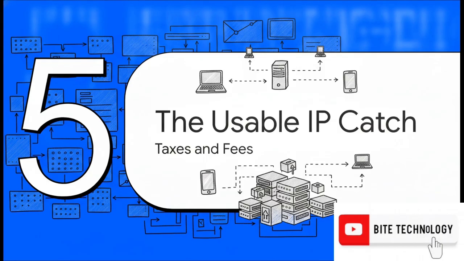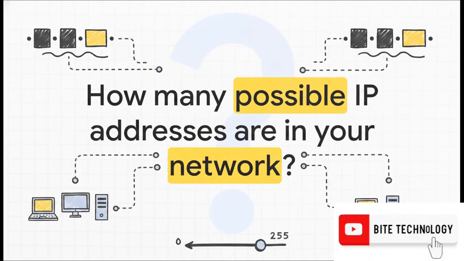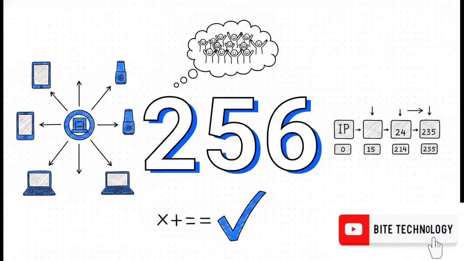And that leads us to our final part, Section 5, the usable IP cache, networking taxes and fees. Let's put this all together into a practical challenge to see exactly how many devices we can cram into our digital neighborhood. If we look at that standard network we've been talking about, where the first 3 numbers are locked in and the last number can be absolutely anything from 0 all the way up to 255, how many possible IP addresses do you have available to hand out to your devices? Well, if you count from 1 to 255, that's 255. Plus the number 0 itself, basic math tells us we have a grand total of 256 possible IP addresses in this block.